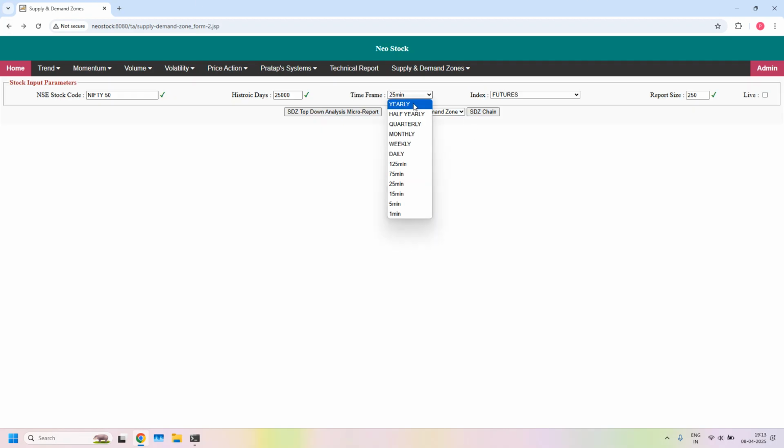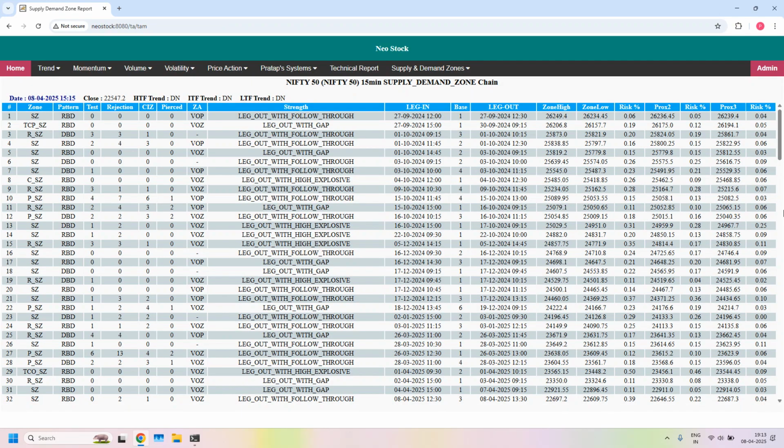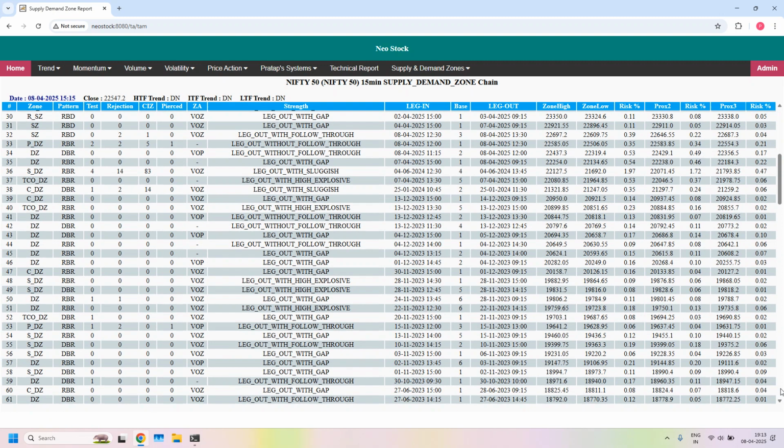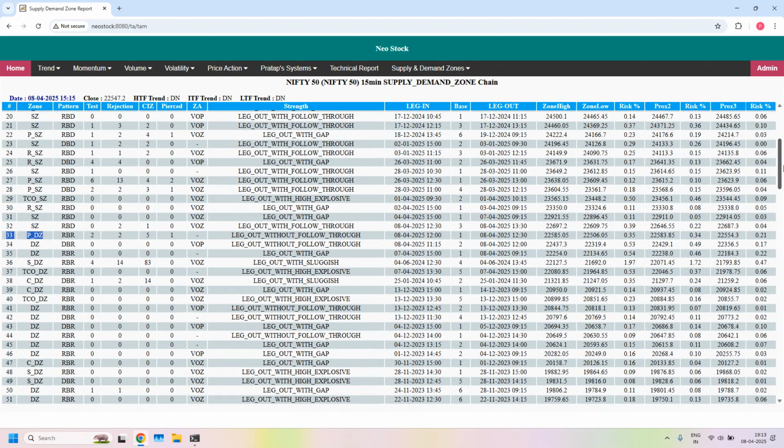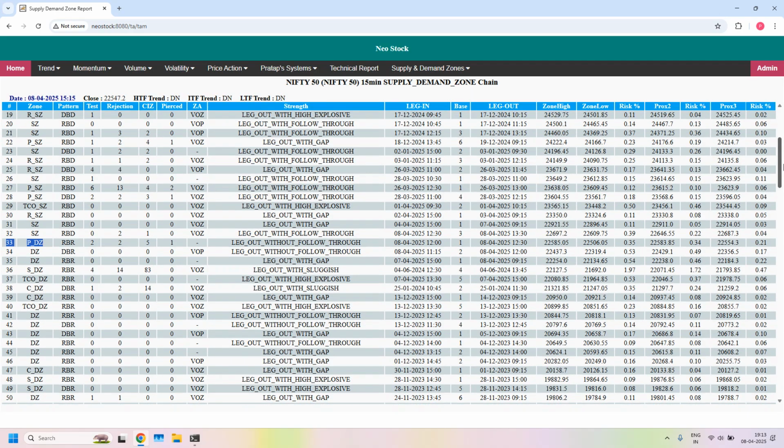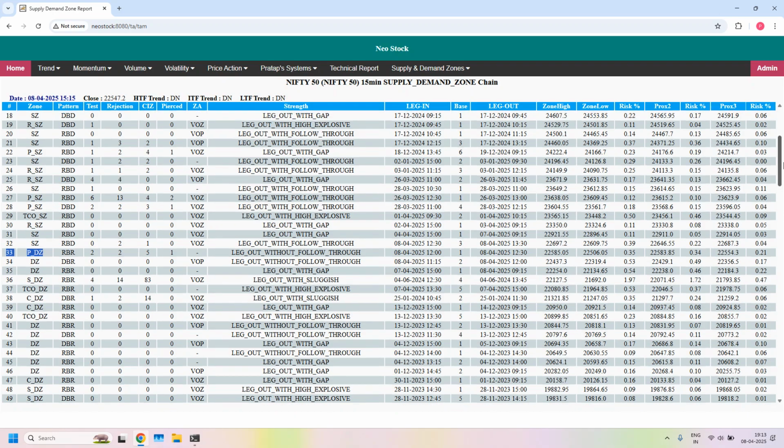Next, 15 minutes supply demand zone chain for Nifty. All are supply zones. Scrolling the list down. Serial number 33 is the nearest demand zone to the current closing price. Let me put it in the center. Okay.